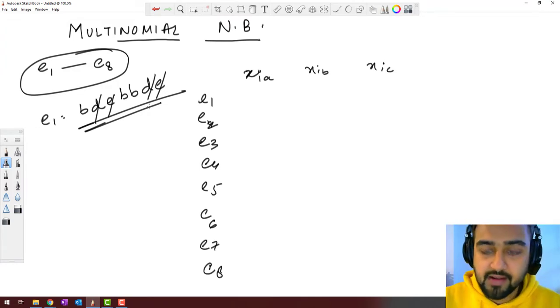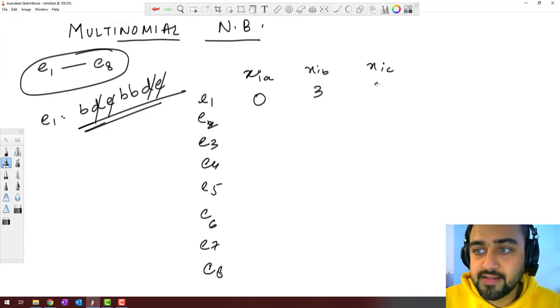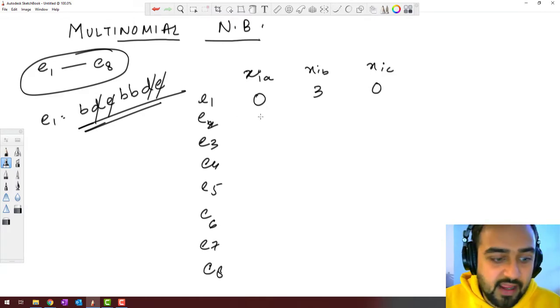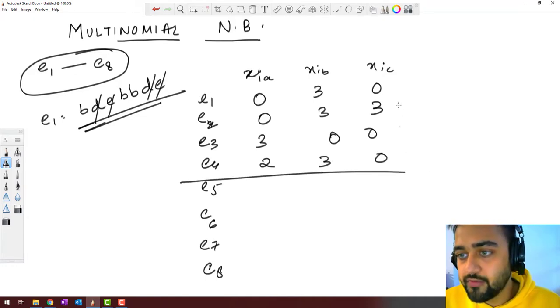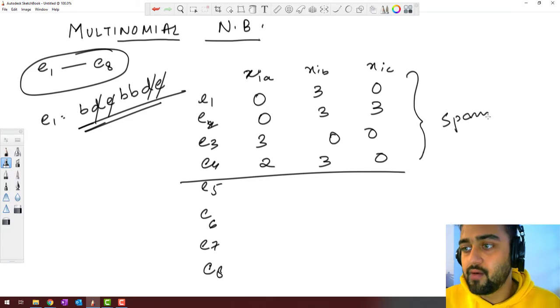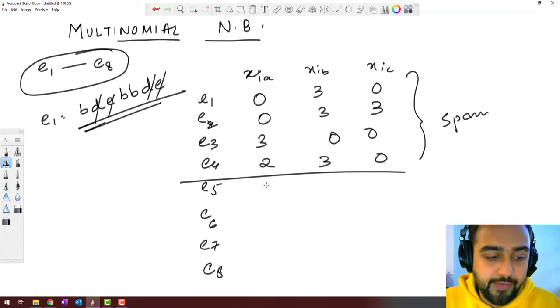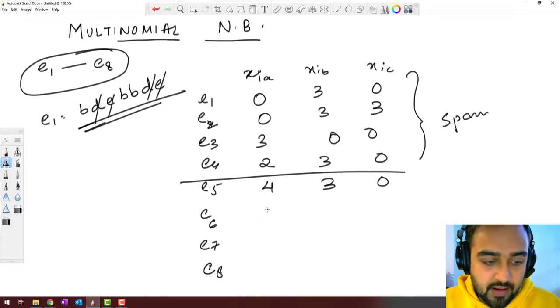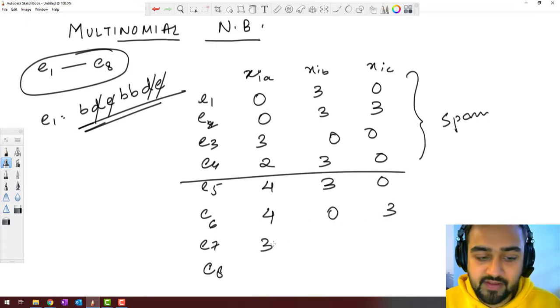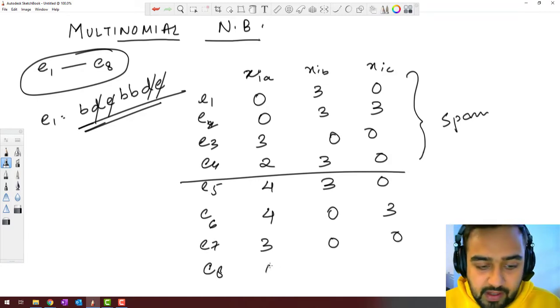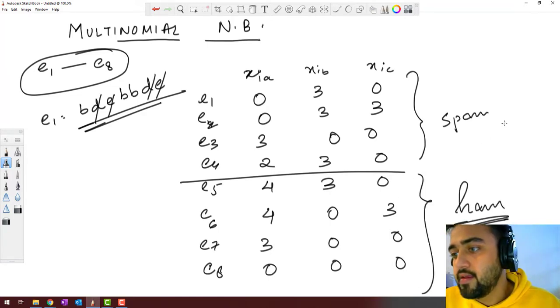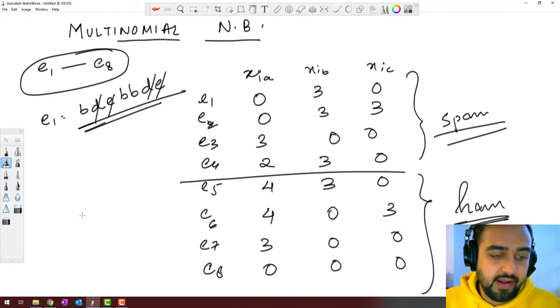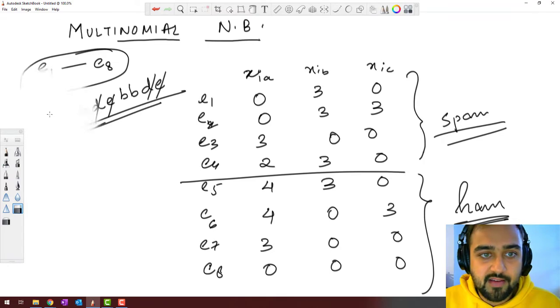Now encoding this as a count vector, we have no A's, 3 B's and 0 C's. Similarly, if we encode our second email, we get 033. For the third, we get 300. For the fourth, we get 230. So this was the count encoding for spam. Now we do the count encoding for ham. If we take E5, we get 430. E6 would be 403. E7 would be 300. E8 would be none. So using these count vectors, we again try to define our new probabilities for each of these features.